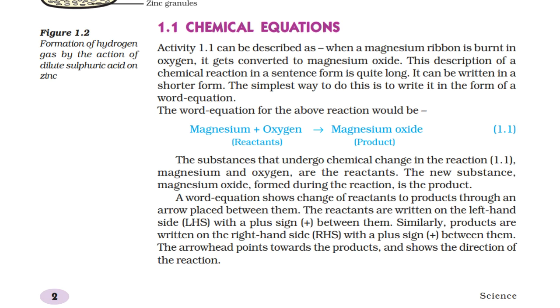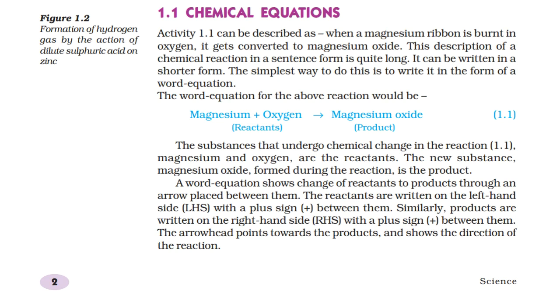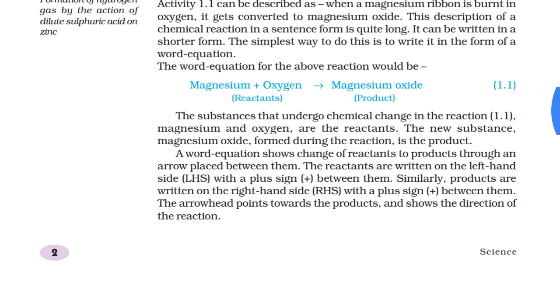A simple way to do this is to write it in the form of a word equation. The word equation for the above reaction would be: magnesium plus oxygen, which are called reactants, gives magnesium oxide, which is the product. The substances that undergo chemical change in reaction 1.1, magnesium and oxygen, are reactants. The new substance, magnesium oxide, formed during the reaction is the product.